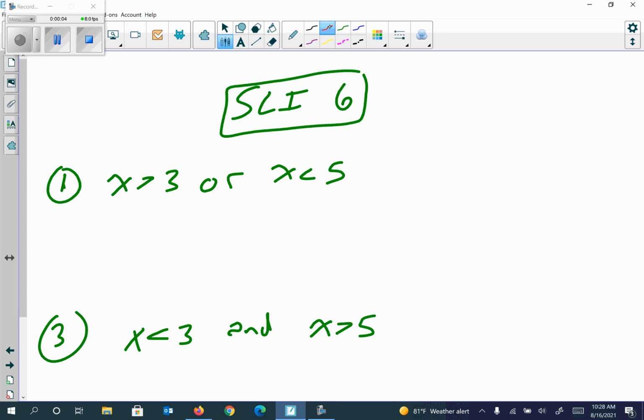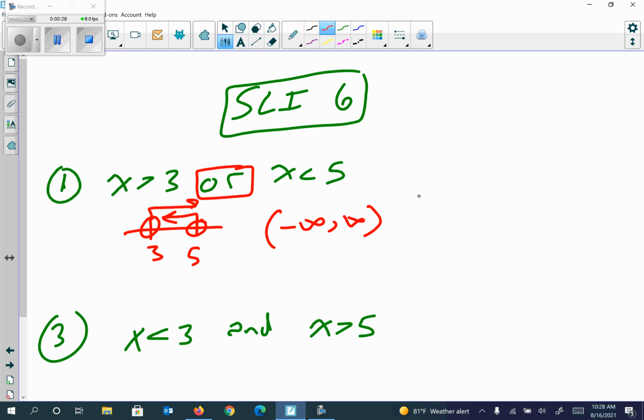So they want you to write this in interval notation, but sometimes it's easier to take a look at a picture. So if you had 3 here and you had 5 here, you would want values bigger than 3, or you want values less than 5. The big key here is the word or. So notice the arrows are pointing opposite ways. Because the word or is in place, we're going to say that we would go from negative to positive infinity. Okay, so make sure you ask your teacher about that.